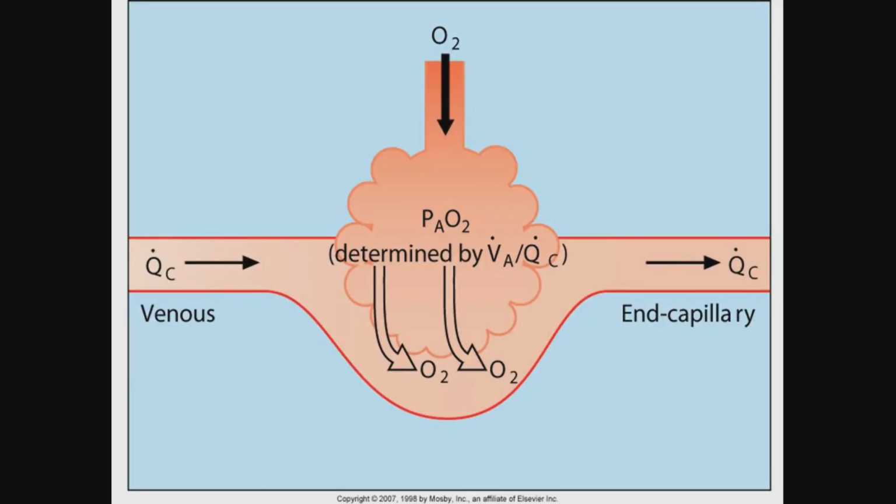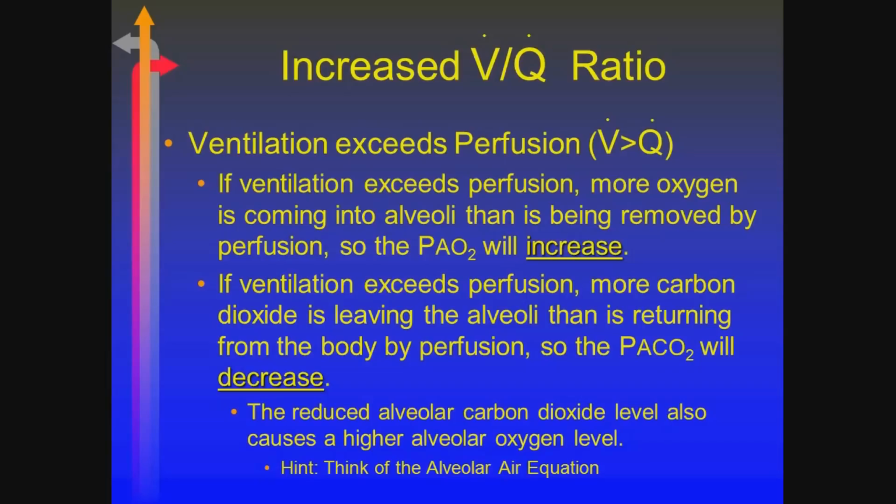But again, there's this relationship. The fact that you're altering perfusion, altering ventilation, is going to alter both the amount of alveolar oxygen, and therefore the amount of arterial oxygen, as well as the amount of alveolar CO2. So those situations where you have ventilation exceeding perfusion, these are what we end up having.